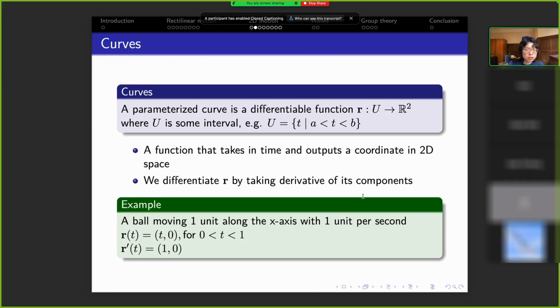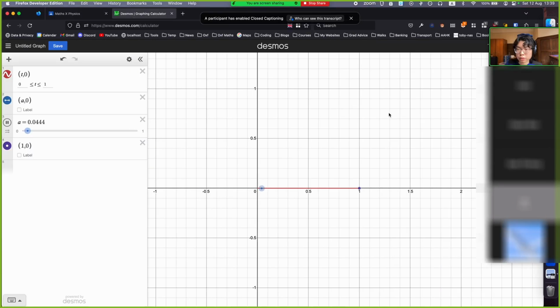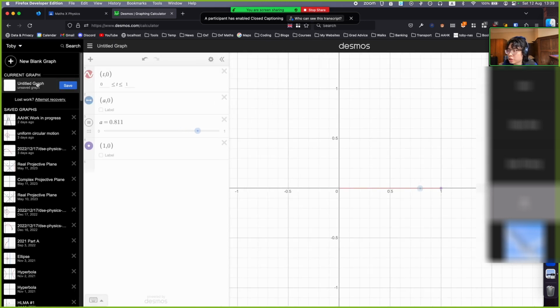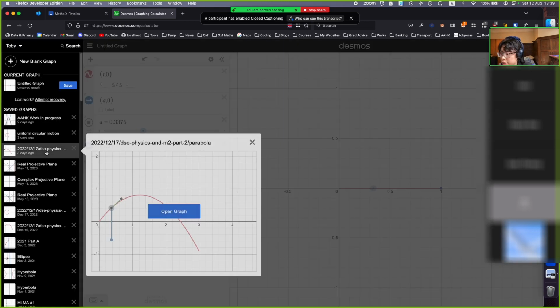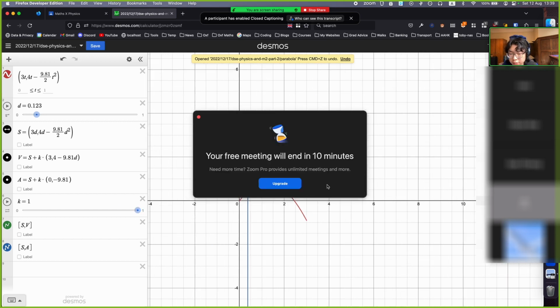So there are more interesting examples, right? So, yeah, sure. A projectile under the effect of gravity with initial velocity, free fall. So you might not understand yet how we came up with these functions, but let me just show it. Let me see. Yeah, so it's here. So this might be a little bit complicated, right?